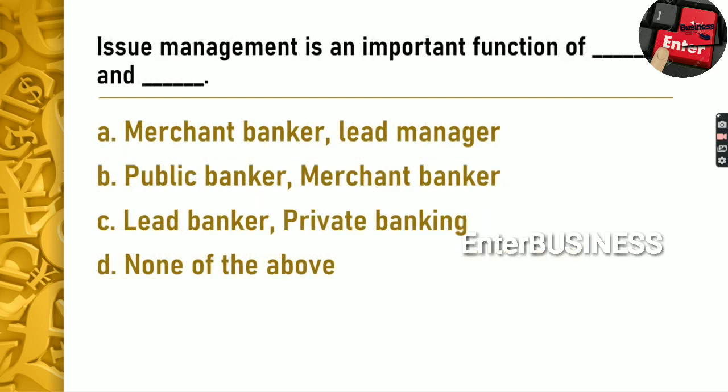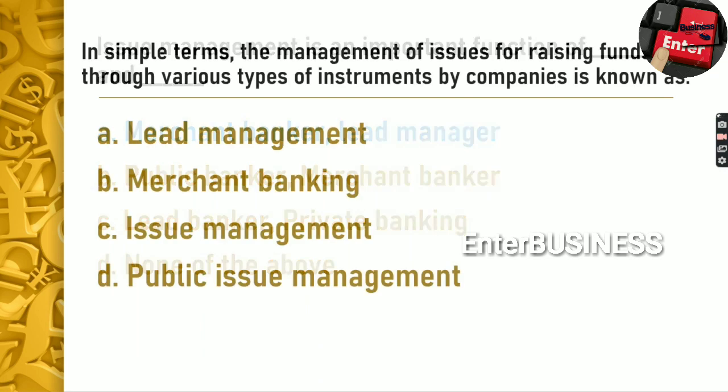And the next question, issue management is an important function of dash and dash. Option A, merchant banker, lead manager. Option B, public banker, merchant banker. Option C, lead banker, private banking. Option D, none of the above. The correct answer is option A, merchant banker and lead manager.